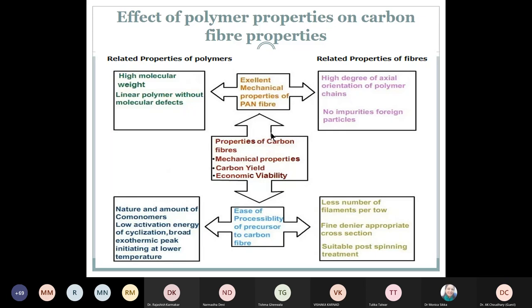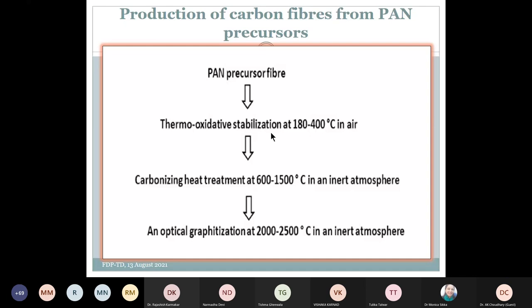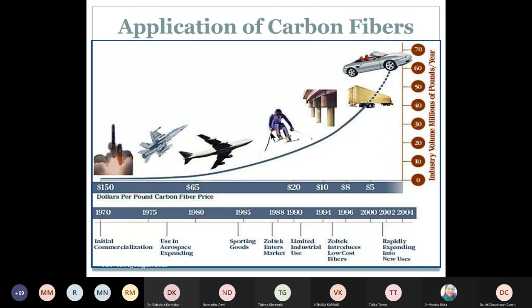PAN precursor, this is one way of producing these carbon fibers. Application of carbon fibers: aerospace engineering, sporting goods. Here you can see the different applications of these carbon fibers. At the same time, the cost of this fiber is also higher than other normal textile fibers. Glass fibers.